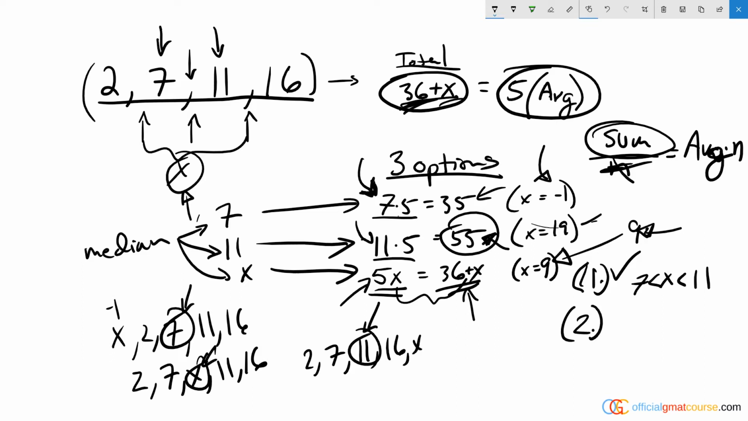Statement 2 is saying that x is the median of the 5 numbers. Well, if x is the median, then x is the mean, and that means we're in our last scenario here, and that would also solve for x is equal to 9. So both of these statements are sufficient on their own, and that is answer choice D.